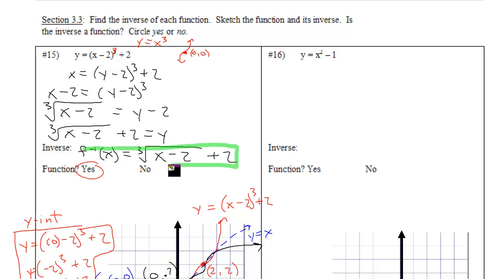So once again, if you need to graph this using the inverse, here's how you would do it. You would say reflect the graph over the line y equals x, because it's the cube root, translate it right 2 and up 2.